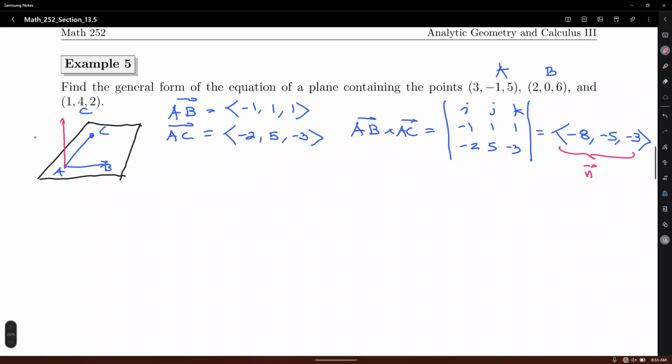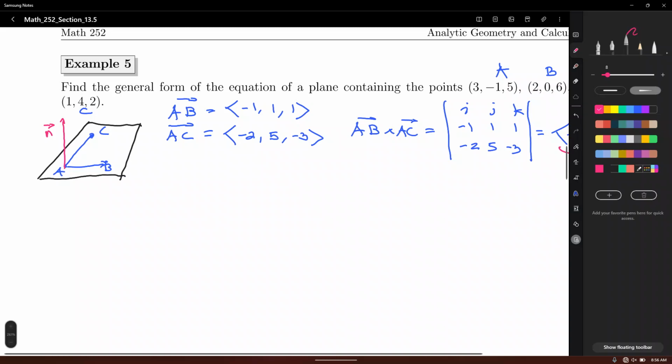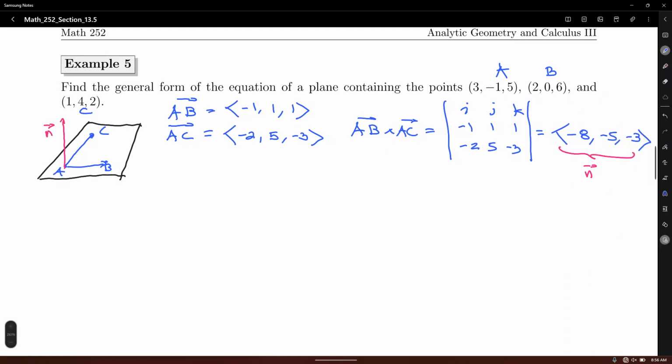The vector in red right here is the direction vector of the plane, if you will, whose components are going to be the coefficients of the variables x, y, and z. All right. So I think we can get the equation already. Okay, let me write the standard form first. So we start from standard and then we end up with general.